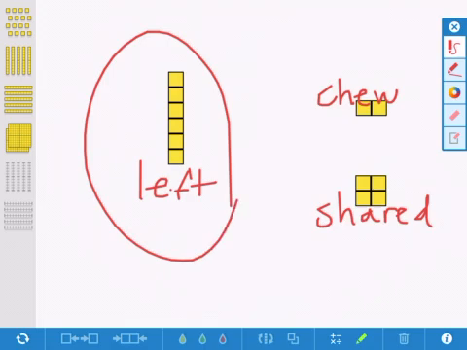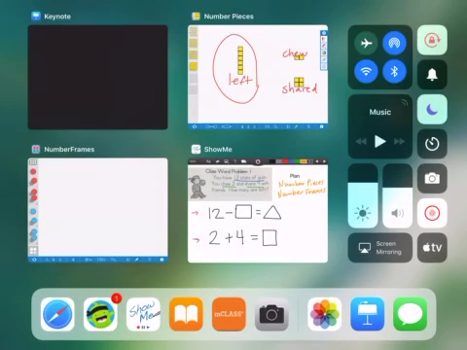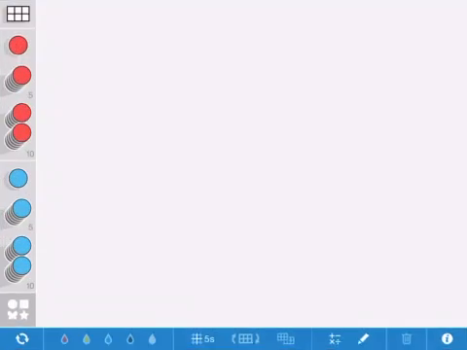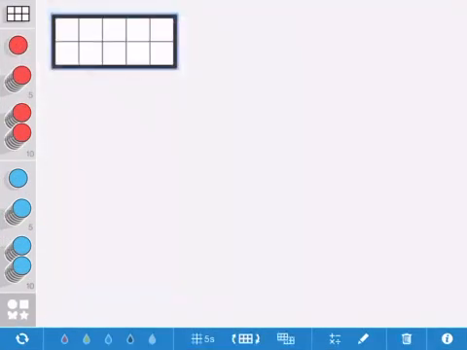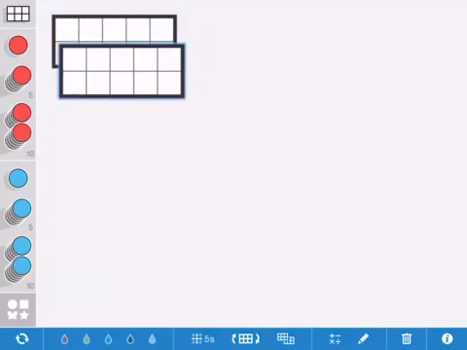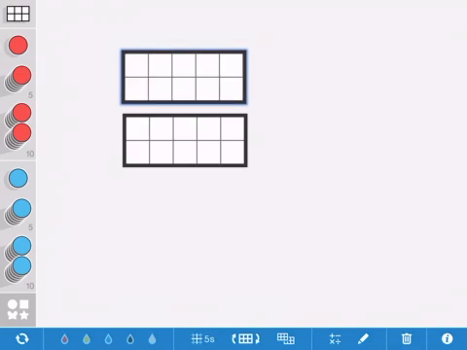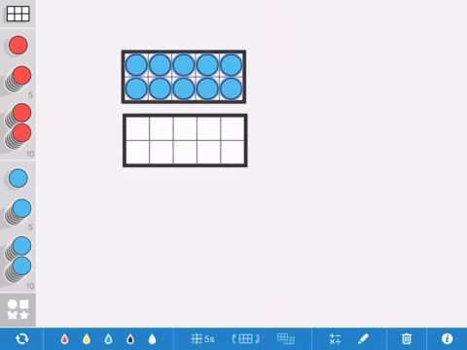Now let's see if by using our 10 frames, or number frames, we come up with the same thing. So I'm going to come over to the number frames. On the number frames, I'm going to put out 2 10 frames since I'm working with a number larger than 10. And I'm going to put out our 10 and then 2 more to represent 12 pieces of gum.